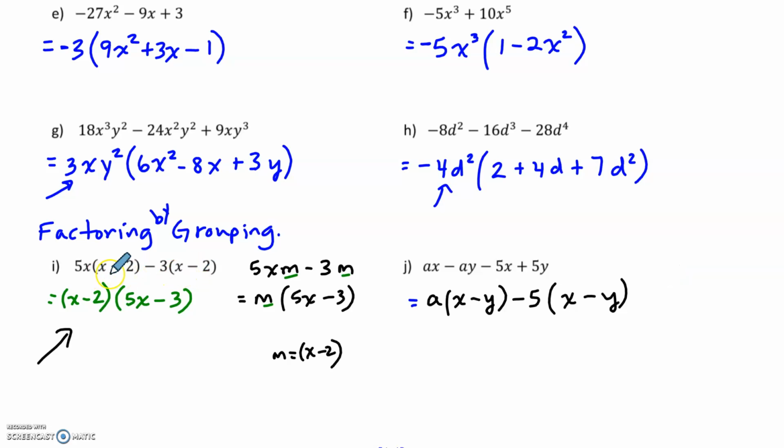Exactly what we did over here in the first question. So I now can divide out this x minus y as my common factor. That goes to the front. And then when I divide my first term by x minus y, I'm left with a. And when I divide my second term by x minus y, I'm left with negative 5. And that's factoring by grouping.